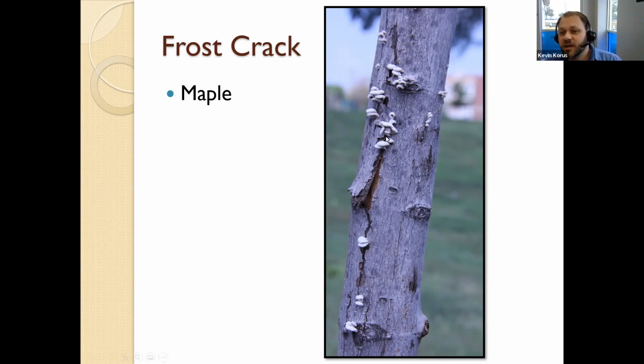So you're seeing a bunch of fungi on there, right? Ascocarps. So those are there just because that tree's already dead. Those fungi had nothing to do with that. They're taking advantage of the dead tree. And it's dead because the bark split open and exposed the vascular cambium and it could no longer grow. So frost crack is very typical in maples. Doesn't always kill the tree, but it can if it's young enough.